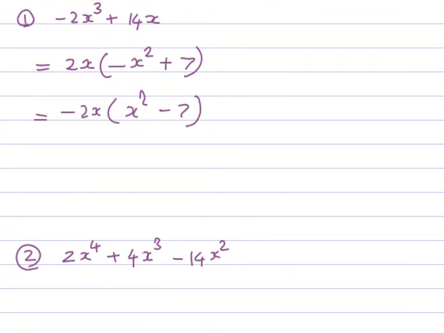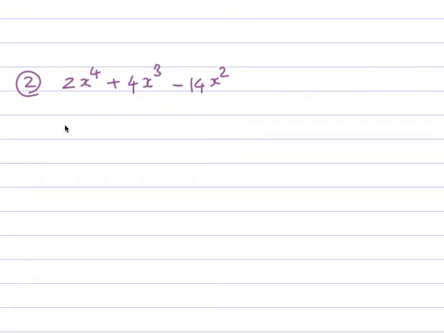Okay, let's try another example. Here three terms, separated by this plus and minus. So what is the common thing here? Here the coefficients are 2, 4 and 14. So what is the highest common factor? 2, 4, 14. 2 is already factored. 4 means 2 times 2 and 14 means 2 times 7. It means here 2 is common. So let's take common 2.